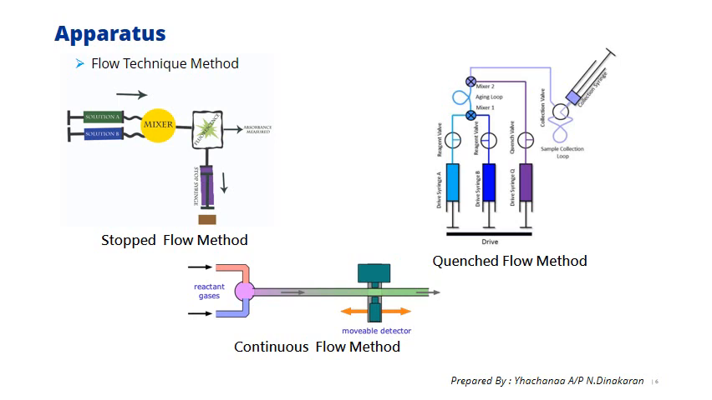Another method available with flow techniques is the sequence flow approach. The apparatus needed are syringes, reagent valve, mixer, aging loop, collection valve, and sample collection loop. The apparatus will be prepared as shown in the figure in the slide.